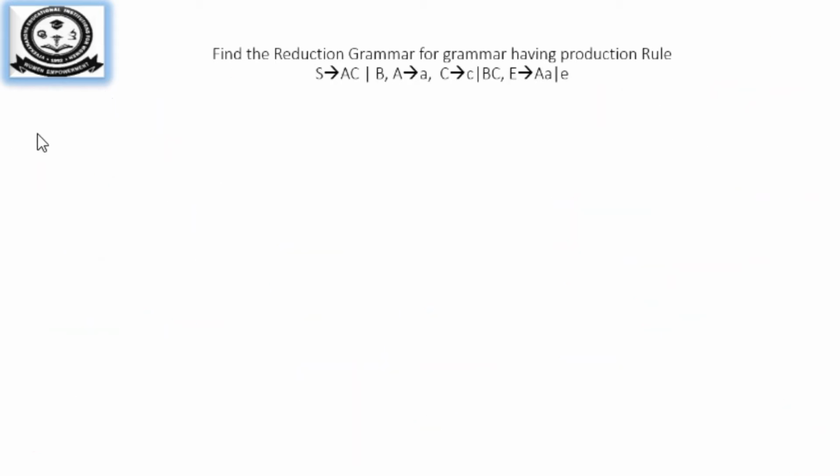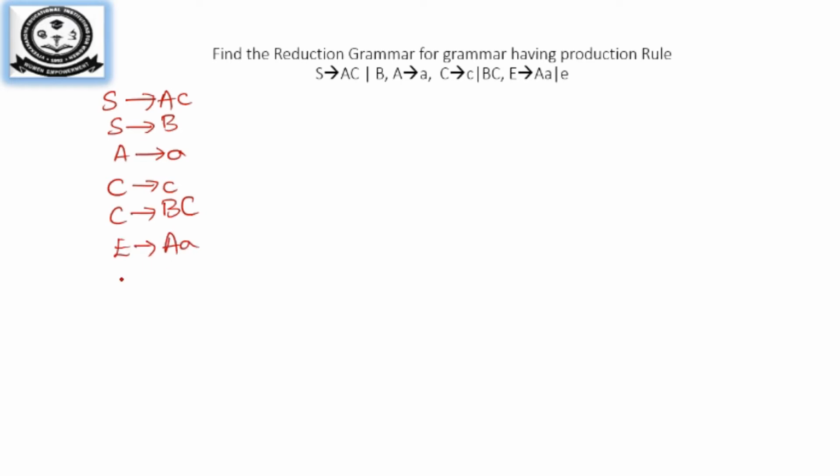So let us see another example. We will write the rules first separately so that we will understand which is needed and which is not needed. S tends to AC, S tends to B, then A tends to a, C tends to small c, and C tends to capital B and capital C. E tends to AE, E tends to AA, and E tends to small e. So this is the context-free grammar we are given.